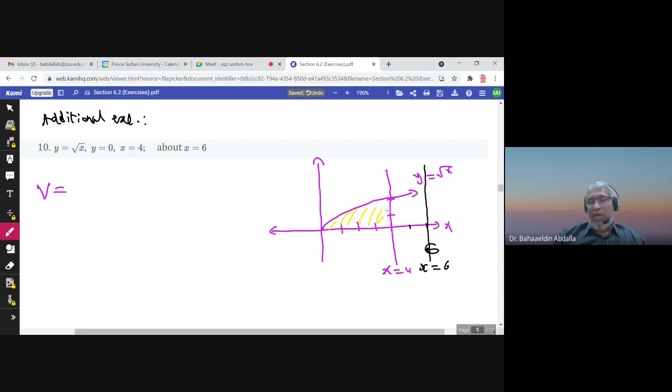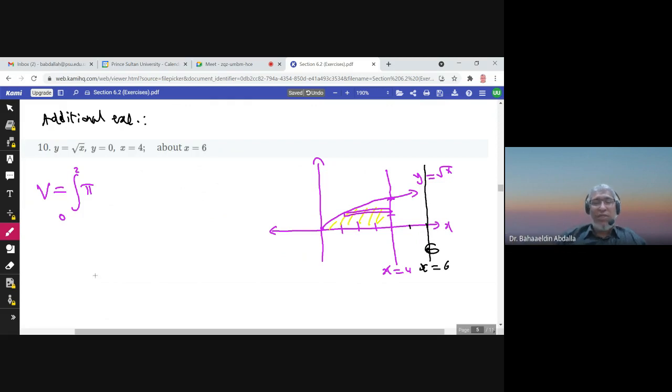We take a rectangle perpendicular to the axis of rotation with width delta y, so everything would be here in terms of y. So from 0 to 2, pi times. Now we will rotate, imagine we will rotate this region about this line, about the black line, x equals 6.